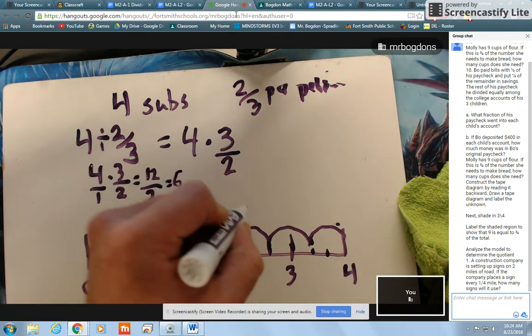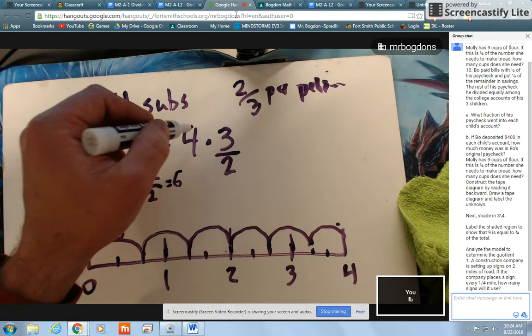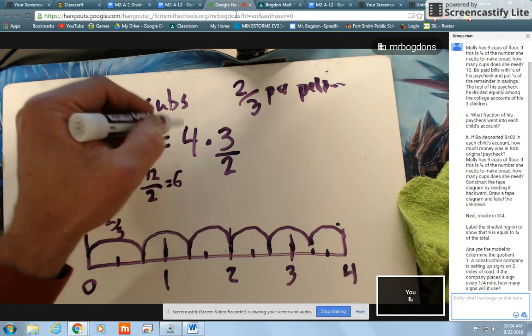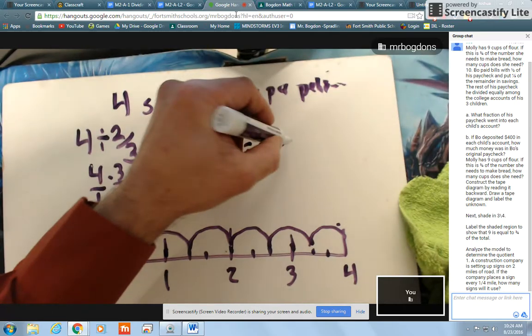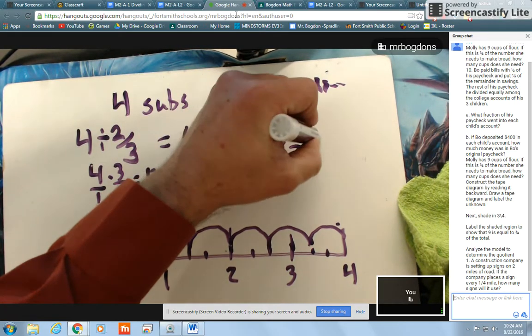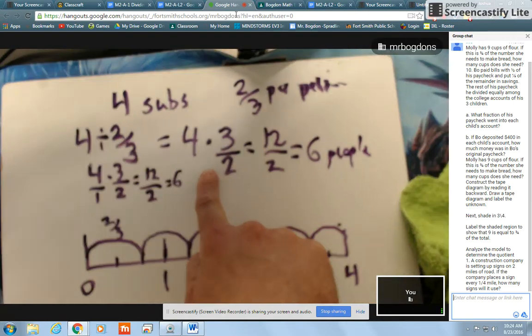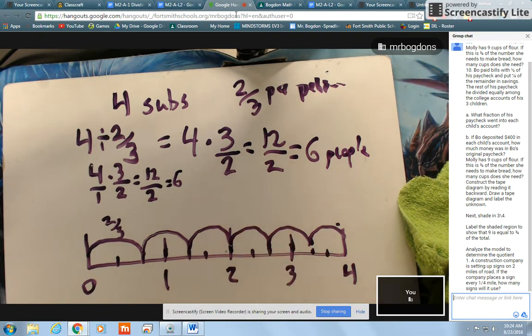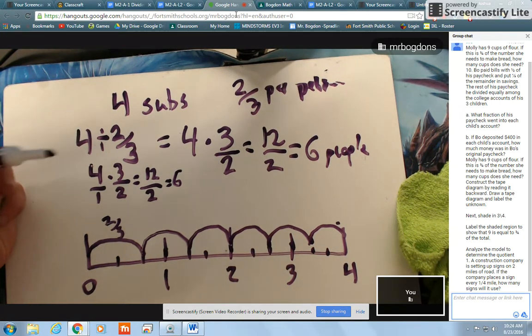1, 2, 3, 4, 5, 6 people. So let's see if this works. Well, it looks like it does. Keep getting the same answer either way. Okay, so did we see how the original 4 times 3 would have gotten us a strange answer? That would have gotten 12 people. That's twice the amount of people.